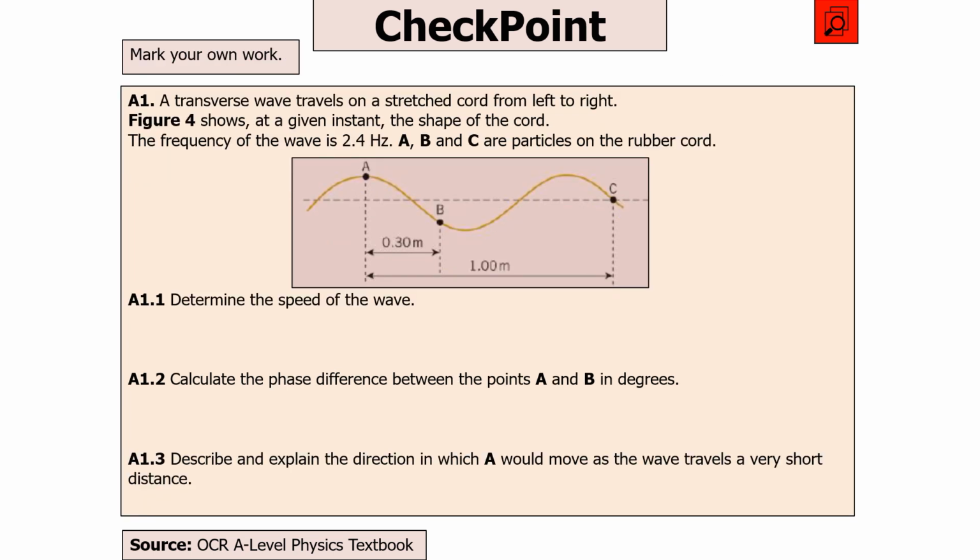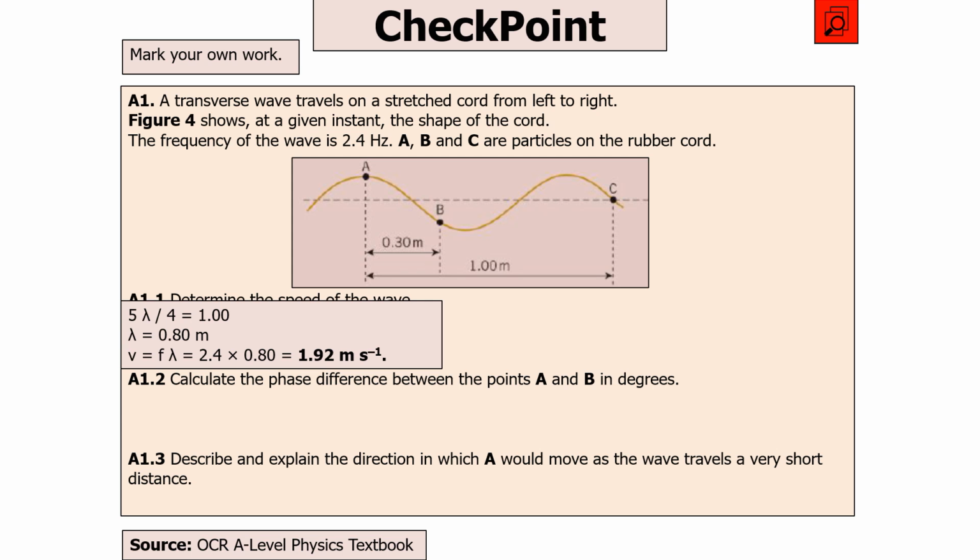Right, so this first one, you can see how long a wavelength is. So you can see firstly from the information given to you that there's 1 meter for 1 1/4 waves. So therefore 1 wavelength is 0.80 meters. We know speed is frequency times by wavelength, so it's 2.4 times by 0.80, 1.92 meters per second.